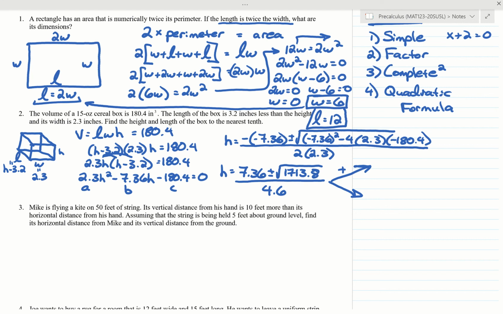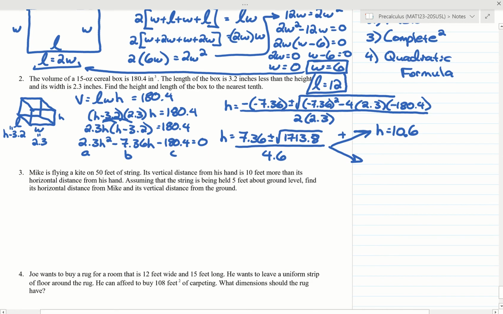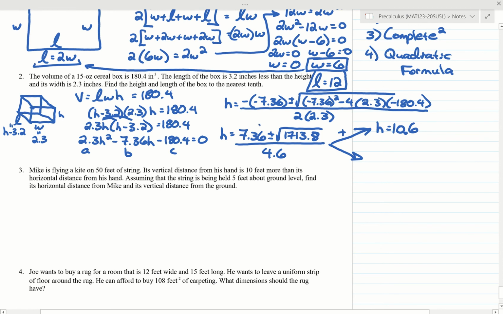Now just make sure you typed it in correctly. You should be getting the height is equal to 10.6. Sometimes people don't type it in correctly, or they forget parentheses. Remember, it's the whole top divided by 4.6. So maybe type that whole thing in first, hit enter, and then divide by 4.6.